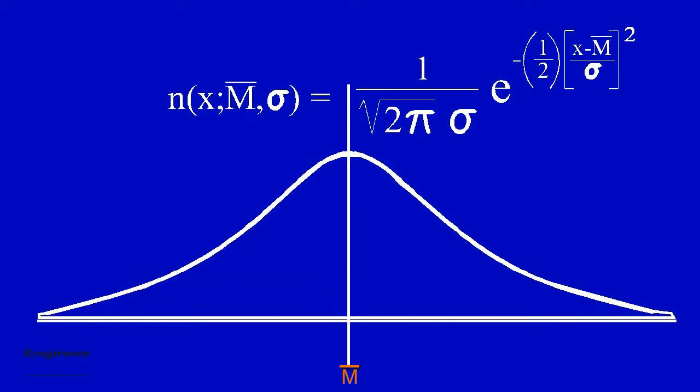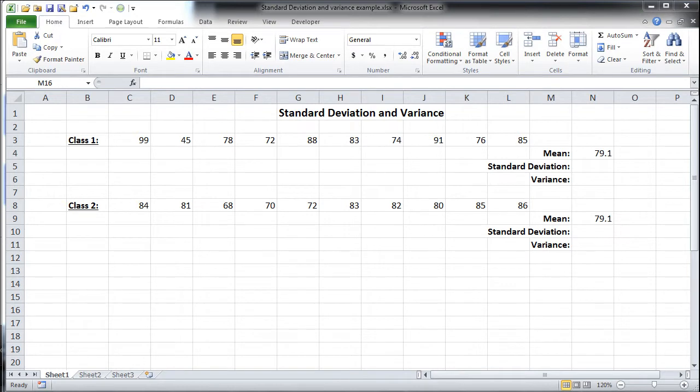To clarify this concept, let's see an example. Here I have set up an Excel spreadsheet with grades from 2 different classes that intentionally have the same mean. We can use this to demonstrate that although 2 sets of data have the same mean, the standard deviation and variance can be quite different. To begin, I'm going to use Excel's built-in functions to calculate standard deviation and variance for the 2 classes.